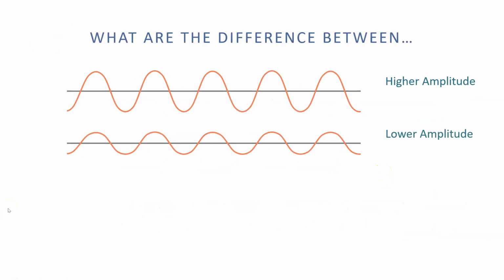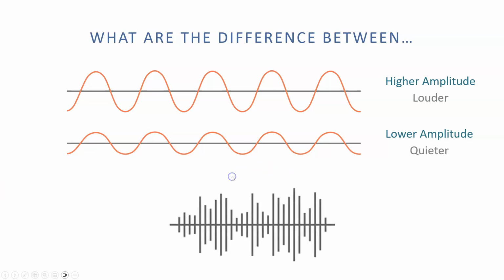So just now was understanding frequency, the number of cycles per second. But what is the difference between higher amplitude and lower amplitude? Higher amplitude means louder and lower amplitude means quieter. You might be familiar with this graphic that usually represents sound, this one. So this longer vertical line shows louder sound and the shorter one shows quieter sound.